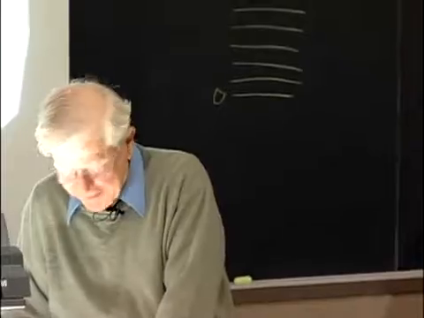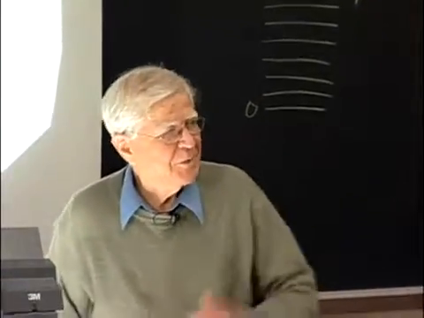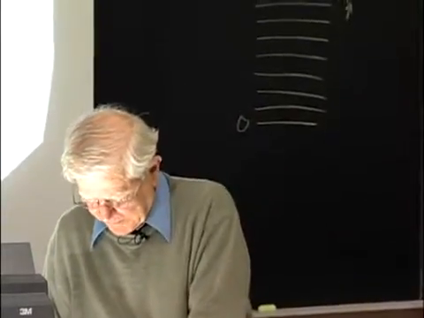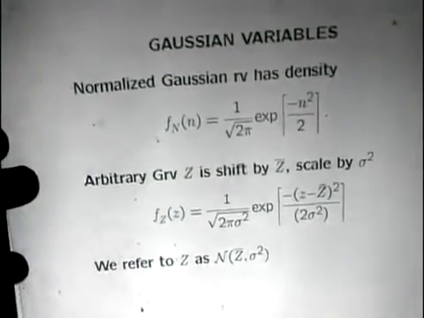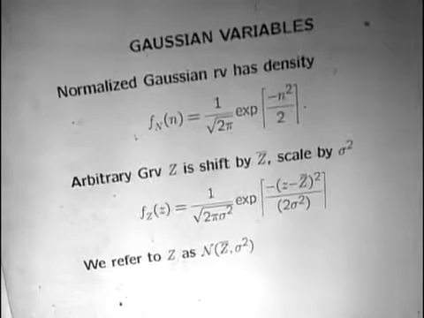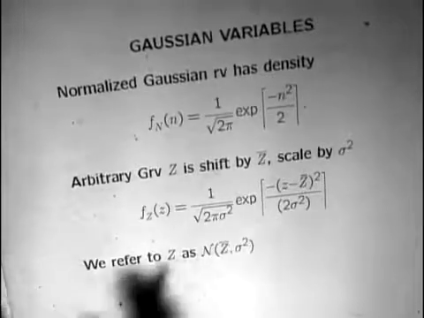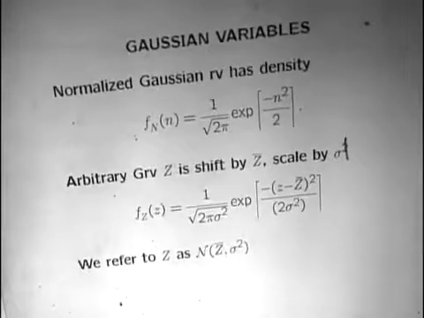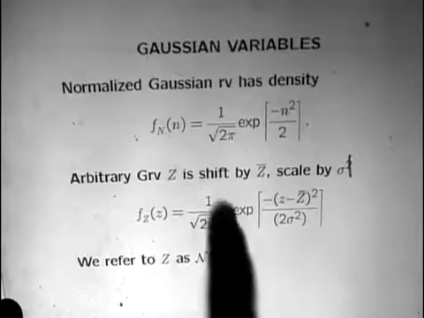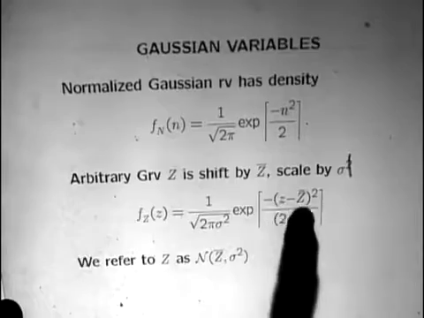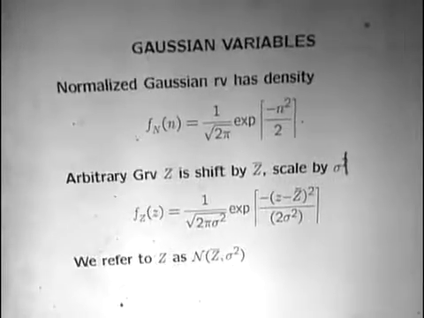And that's carrying it a little too far. But in fact, when we're looking at noise, that's not a bad idea. Okay, if you shift this random variable by a mean z bar, and you scale it by sigma, then the density of the result becomes 1 over the square root of 2 pi sigma squared e to the minus (z minus z bar) squared over 2 sigma squared.